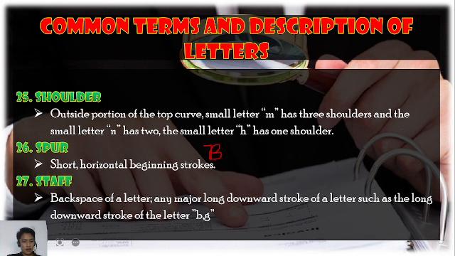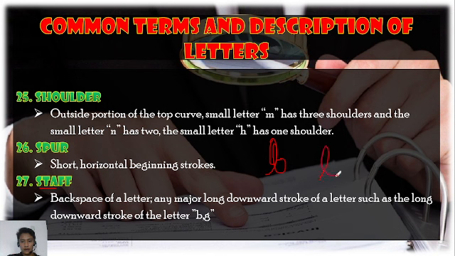Okay? So anyway, meron po tayo yung staff din. Okay? Staff, it is a backspace of a letter. Any major long downward stroke of a letter, such as the long downward stroke of the letter B and letter G. Okay, backspace of the letter. So we are referring to yung backspace po. Okay, usually a letter B is written in this manner, right? So yung tinatawag po natin na staff is the backspace of the letter. Okay, which is the downward stroke, yung pababa po.